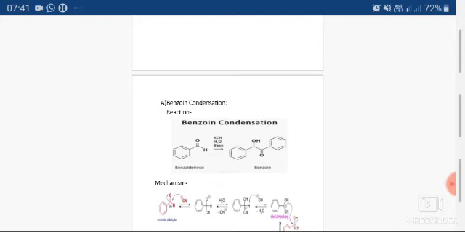In this topic, we are going to see the different name reactions and their mechanisms. The different name reactions are oxidation reactions, reduction reactions, and condensation reactions. Firstly, we will see the condensation reactions. In condensation reactions, the first reaction is benzoin condensation.